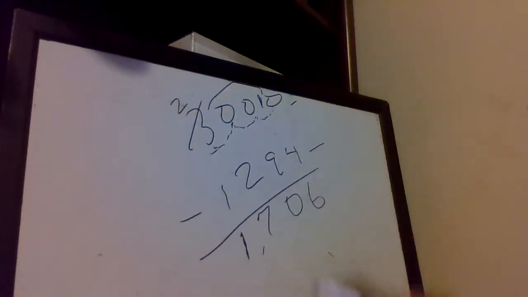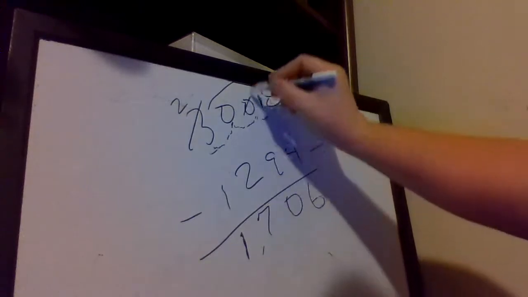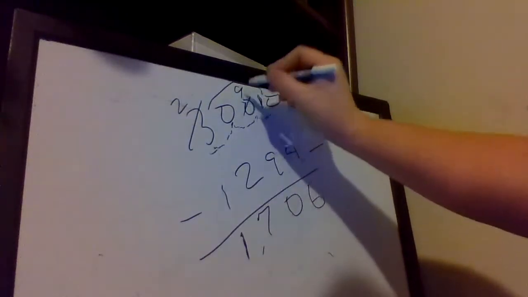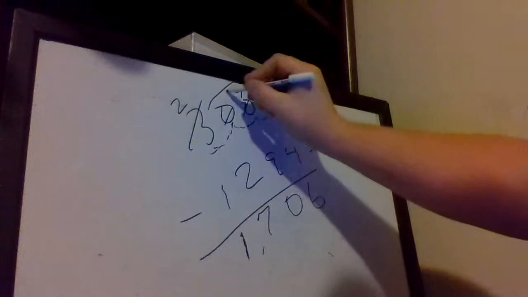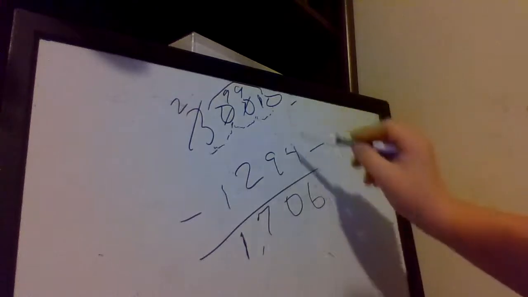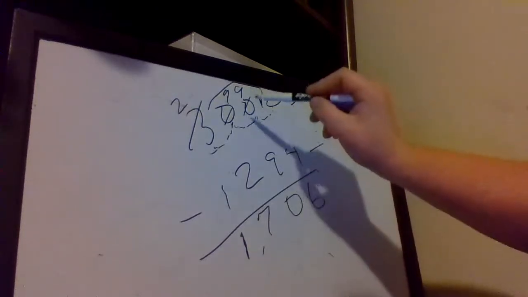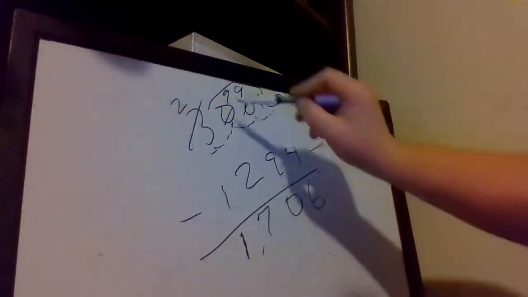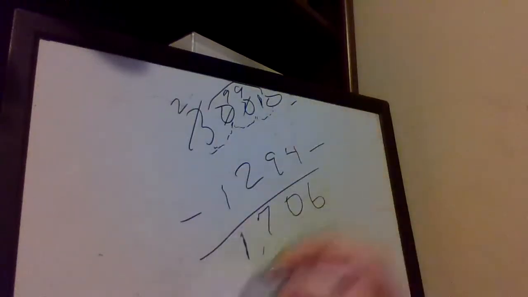Right. They become 9's. So this is going to become a 9. And this is going to become a 9. So as you can see, 10 minus 4 is 6. 9 minus 9 is 0. 9 minus 2 is 7. And 2 minus 1 is 1.